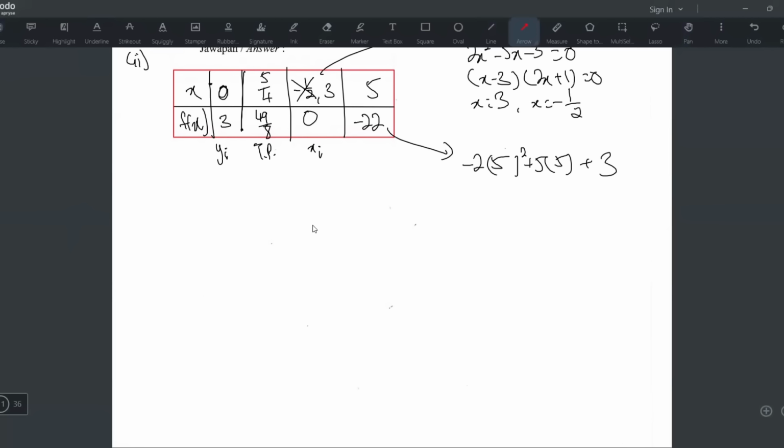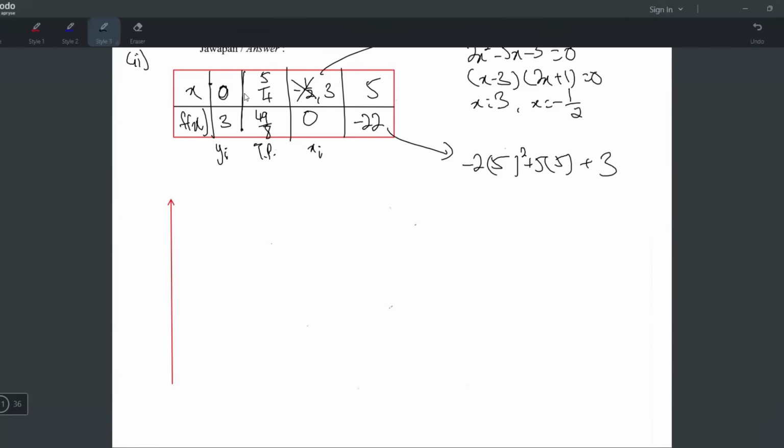Okay, when I sketch, I always draw the y-axis, and I always tell students when you draw the y-axis, you should look at the x value. Because the x value will tell you where to draw your y-axis. You can draw the y-axis at the far left, because your x values are all positive: 0, 5/4, 3, 5. So there will be no graph on the left. The whole graph is on the right side because all the x values are positive.